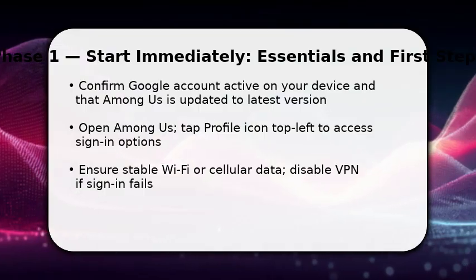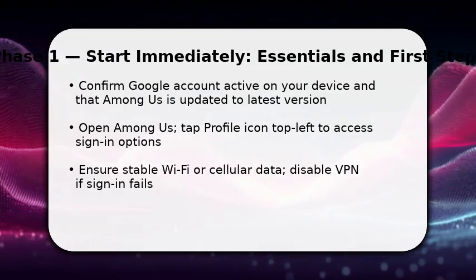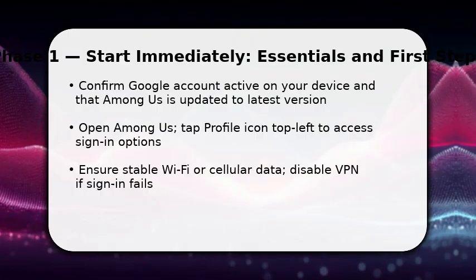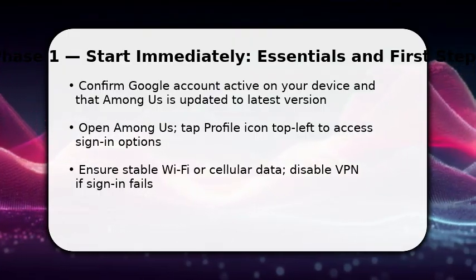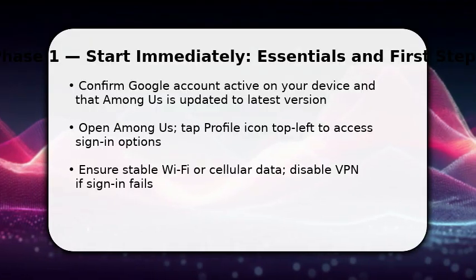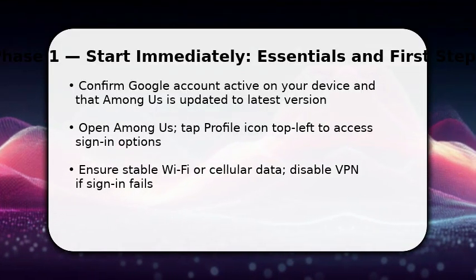You start now by making sure your Google account is already signed into the device. This saves time and prevents extra prompts. Open Among Us and tap the profile icon in the top left corner to reveal sign-in options. Once done, pick Sign In with Google. The game calls the device account picker.